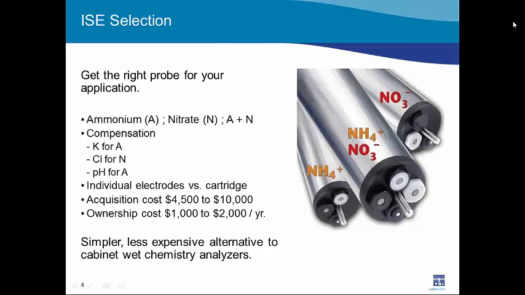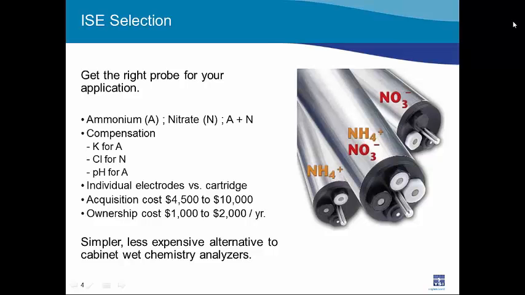When it comes to selection, it's important to make sure you get the right probe for your application. And there are different versions available. So you can order a probe with, for instance, just an ammonium electrode or just a nitrate electrode. There are also probes available with both ammonium and nitrate electrodes.